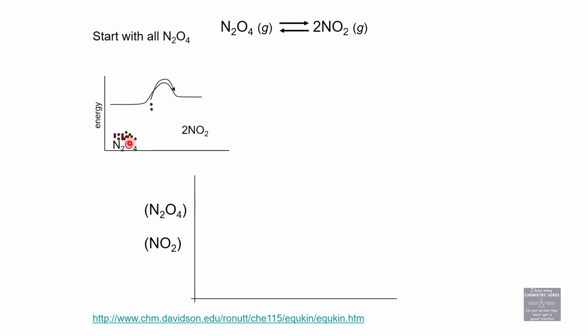So not every single one races over that barrier all at once, but some of them climb over that barrier. As the reaction progresses, some more climb over that barrier, but once you get a little bit of NO2 accumulated, some of that NO2 can climb over the barrier backwards to become N2O4 again. This is a two-way street. Reactants can climb over to become products, and products can climb over to become reactants.